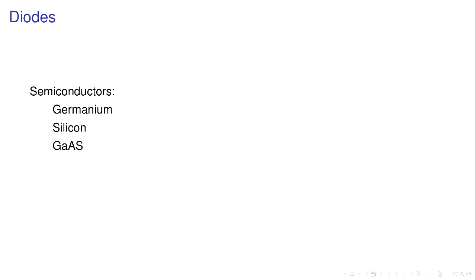But let's go on and talk about diodes. If you want a diode, you need a semiconductor. These are the common semiconductors that you've all heard of: germanium, silicon, gallium arsenide. I don't have any of those.